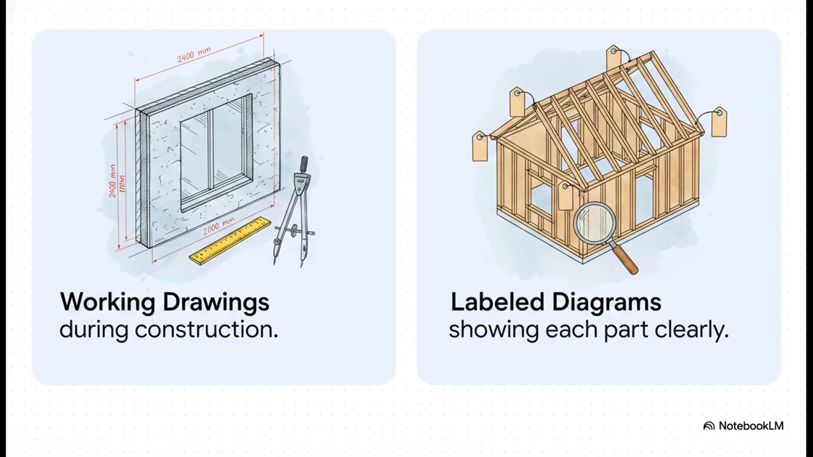accuracy. On the flip side, labeled diagrams are drawings with names showing each part clearly. So while the working drawings give you the exact measurements, the labeled diagrams boost overall understanding by making the systems visually clear and easy to identify at just a quick glance.